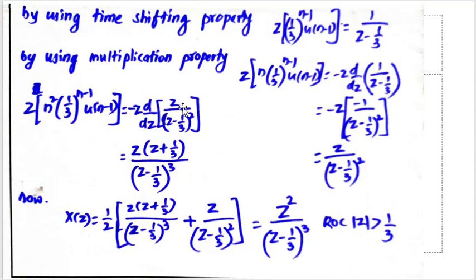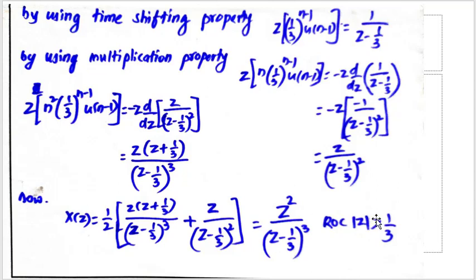Now if we differentiate this term, that leads us to z into z plus 1 by 3 upon z minus 1 by 3 whole cube. That will be the z transform of this term. Okay, now we have both the terms combined. Now x of z will be 1 by 2 z into z plus 1 by 3 upon z minus 1 by 3 whole cube plus z by z minus 1 by 3 square. Just by simplifying you will get z square upon z minus 1 by 3 cube.